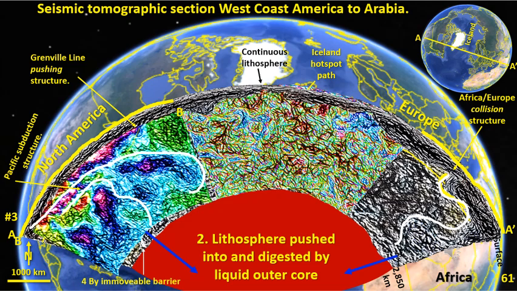cooler upper Earth material is pushed into the outer core, which is at 3,300 degrees centigrade. This huge volume of material would be quickly digested and would pressurize the liquid outer core and thus try to expand the Earth.